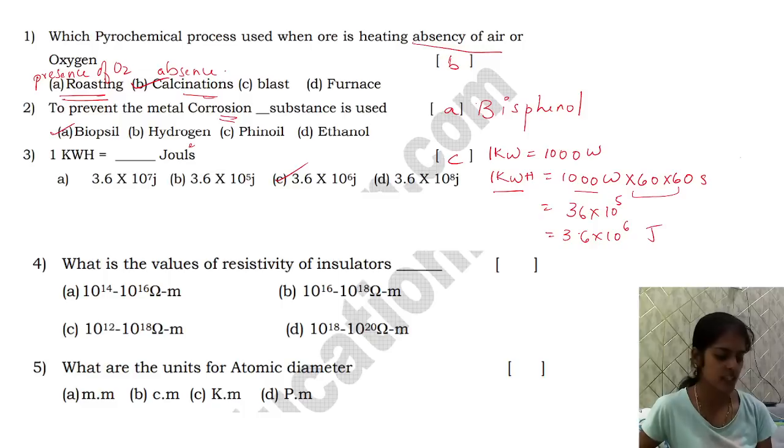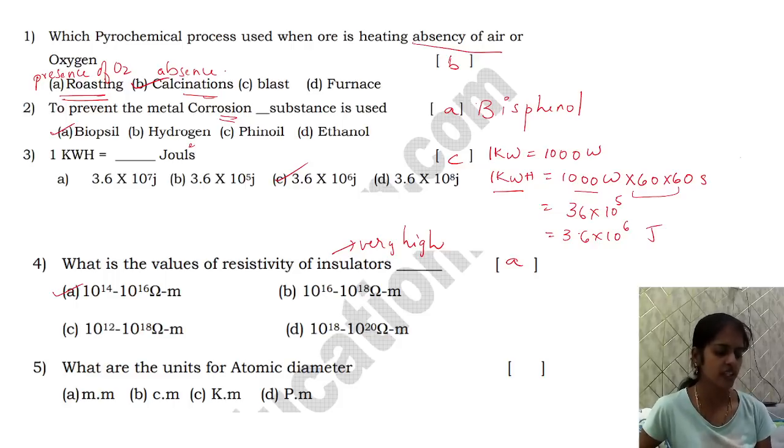See the next one. What is the value of resistivity of an insulator? Insulators will have very high resistivity value. They resist the flow of current, isn't it? So what is the resistivity value? It is 10 power 14 to 10 power 16 ohm meter. So option A is correct.